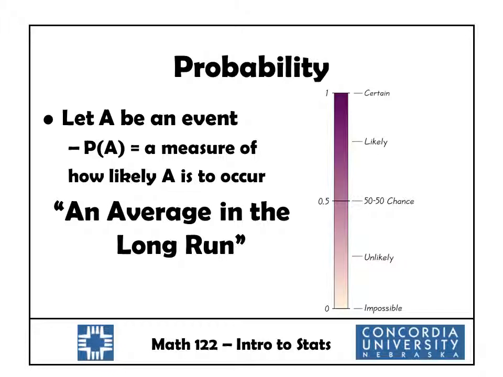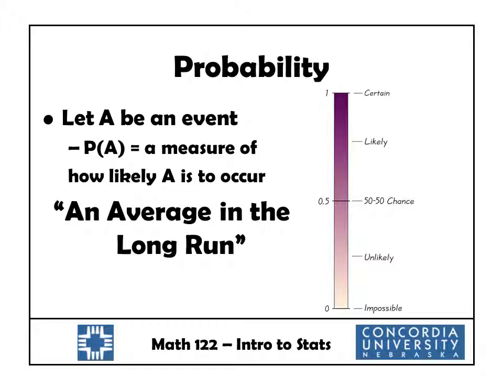A probability, or definition of that, was the probability of an event A is a measure of how likely A is to occur. Mentioned this isn't a very rigorous mathematical definition, a very conceptual definition. Probabilities take values between 0 and 1. Probability of 0 means it's impossible to occur. Probability of 1 means it's certain to occur. Close to 1 means it's likely. Close to 0 means it's unlikely. 0.5 means there's a 50-50 chance.